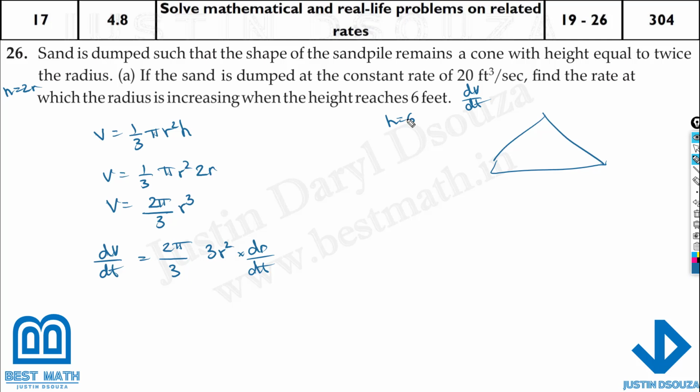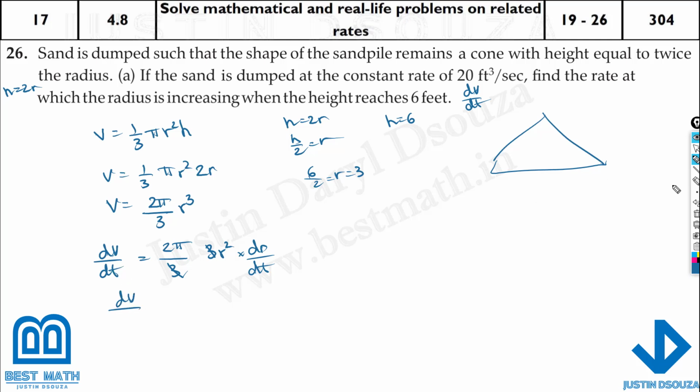But the problem is the height is given as 6 feet, not the radius. So what is the r value? Now we'll use this relation. H is equal to 2r. So what is r exactly? It will be h by 2 is equal to r. Let's substitute the 6 feet. So when h is 6 feet, r will be equal to 3. So can I use this 3? Absolutely, I can use this as 3 squared. Let's cancel this off. And dv by dt.